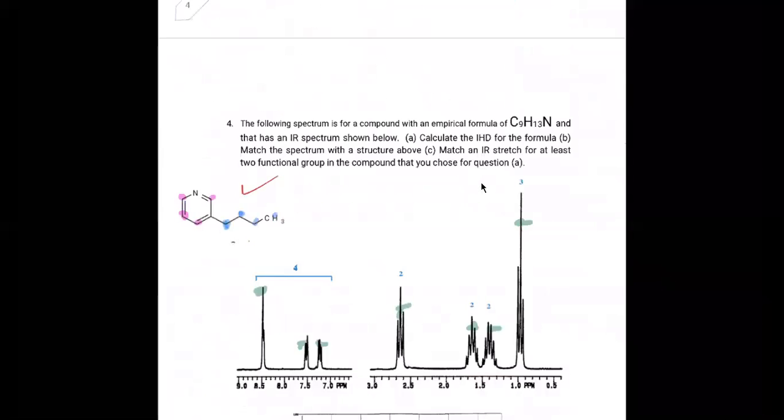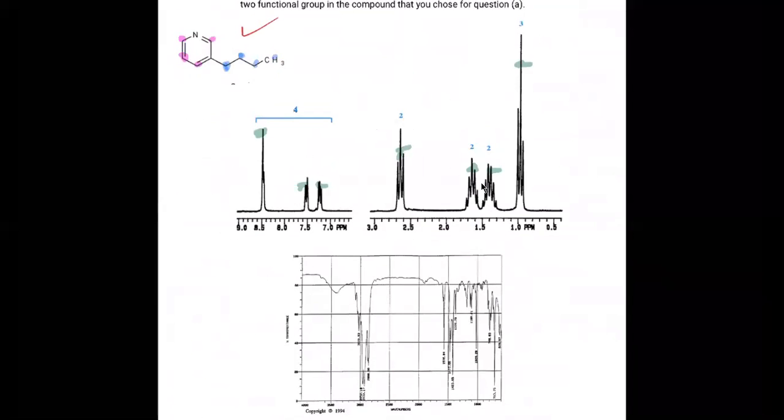Right? The number of signals tells you how many non-equivalent protons are present. The integration tells you how many of each are present. The location tells you where they are. And the splitting pattern tells you what they're connected to, right? Those are the 4 main takeaways from any NMR spectrum: the connectivity, the chemical environment, the number, and the non-equivalence. That's what you're looking for.